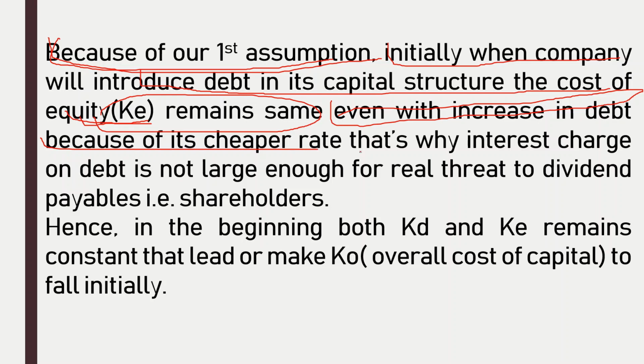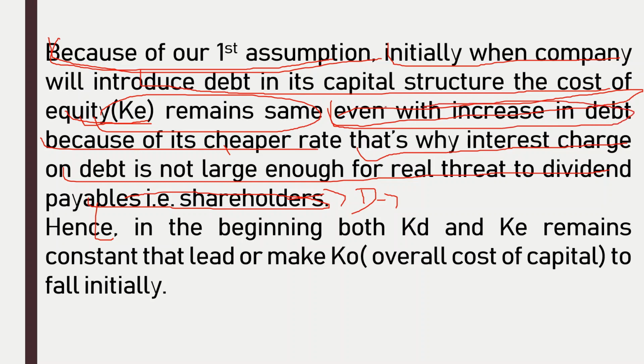This is our assumption. That's why the interest charge on debt is not large enough to be a real threat to dividend payables or shareholders, because we know that we pay interest on debt, but initially our debt amount is not so big that it threatens the company, because interest is a fixed charge. We have to pay interest even if we are incurring losses. But in the beginning our debt amount is not so big that this interest will threaten our company or our shareholders. That's why even if we increase debt in the beginning, our cost of equity will remain the same because of its cheaper rate.